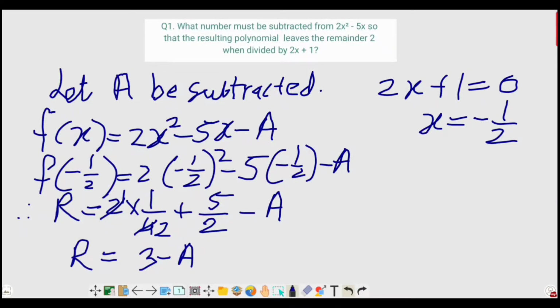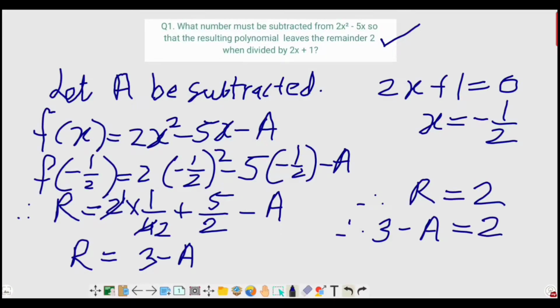But they have given the remainder as 2. So therefore remainder equals 2. Substitute its value. So 3 minus 2 will give you the value of A. So your A is 1. So what has to be subtracted? You have to write 1 must be subtracted from 2x square minus 5x.